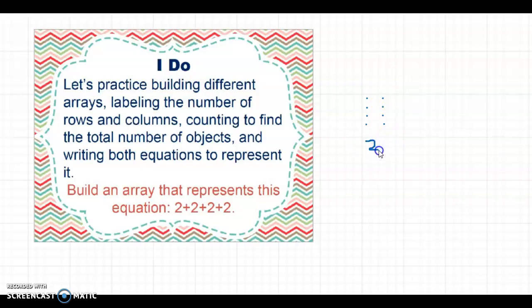2 plus 2 plus 2 plus 2. Now we know that 2 plus 2 is 4. And we also have 2 plus 2 over here again, that's 4. 4 plus 4 is 8.